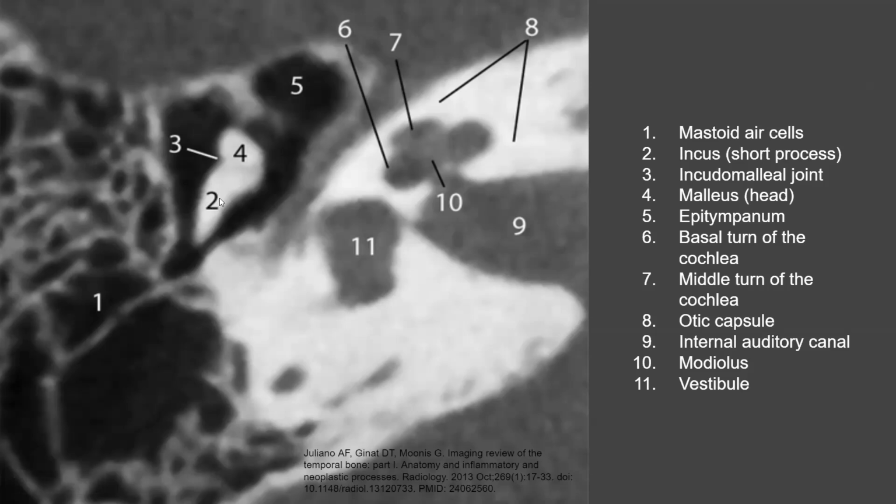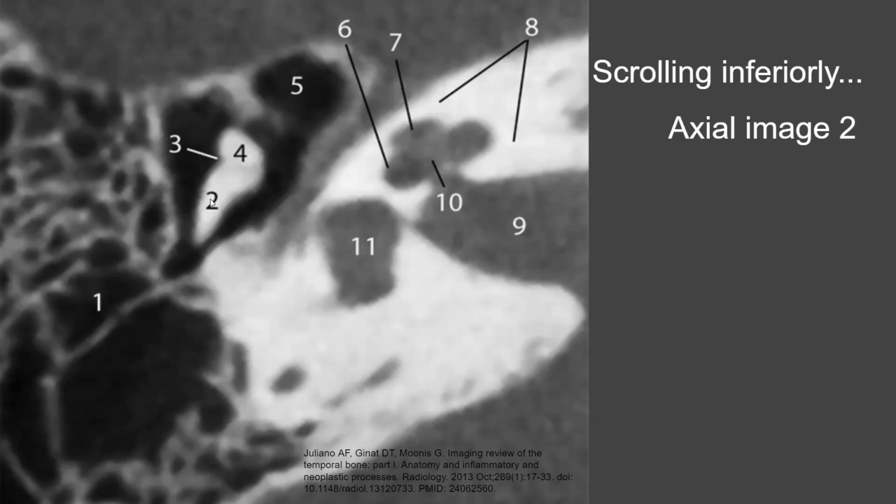So that's number one. Number two here is the incus, and number four is the malleus.